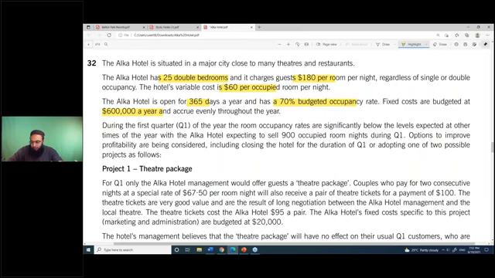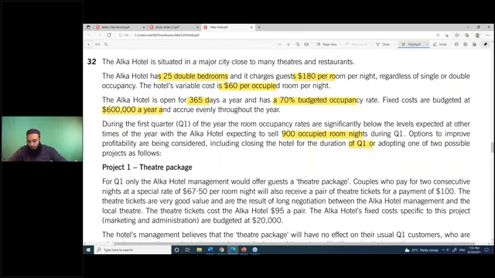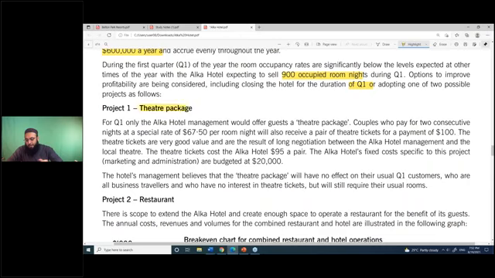During the first quarter, Q1, of the year, the room occupancy rates are significantly below the level expected at other times of the year, with Alka Hotel expecting to sell 900 occupied room nights during quarter one. Options to improve profitability are being considered, including closing the hotel for the duration of quarter one or adopting one of the two possible projects as follows. Project one is a theater package. Project two is a restaurant package.